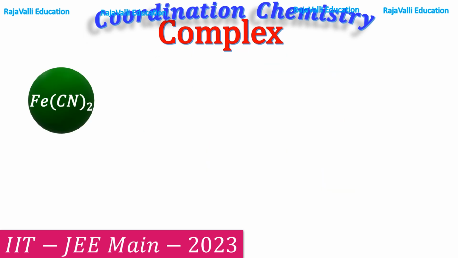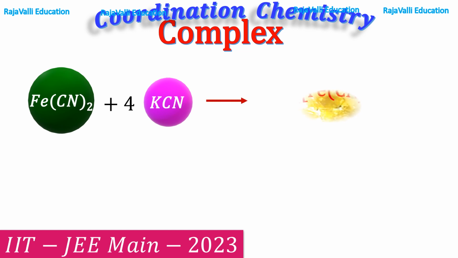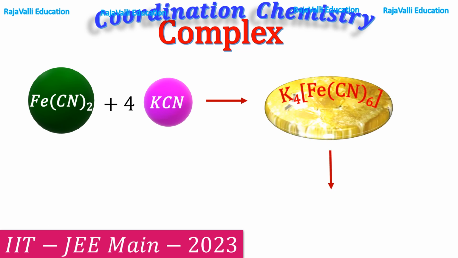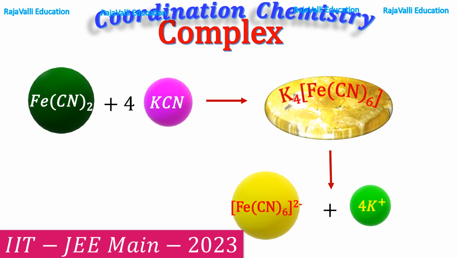Next one: when ferrous cyanide is treated with KCN, it gives a yellow colored crystalline compound. When it is dissolved in water, it is dissociated into 4K+ and [Fe(CN)6]4-. It is not dissociated into Fe2+, 6CN- and 4K+. It is dissociated into a complex ion and 4K+. So this is also a complex compound. This is not a double salt.